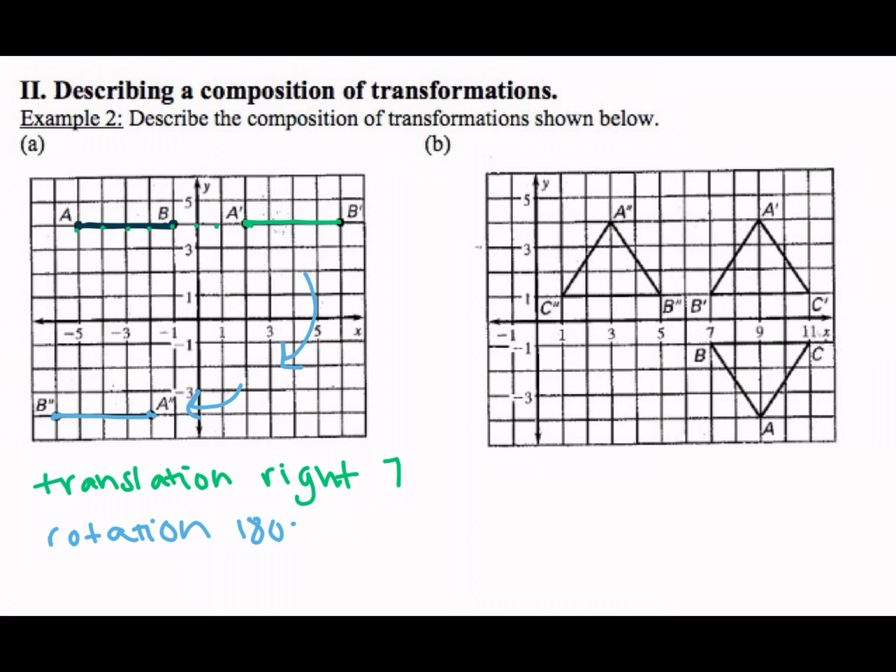Notice how I drew my arrows. So the first one, this would be a rotation of 90 degrees, but it kept going to get us a rotation of 180 degrees.